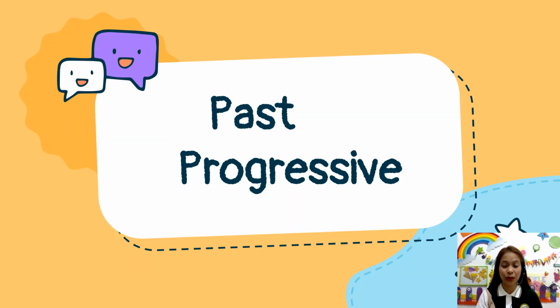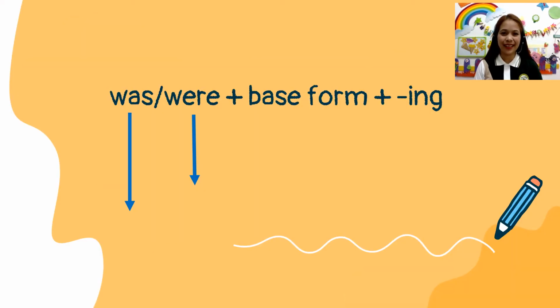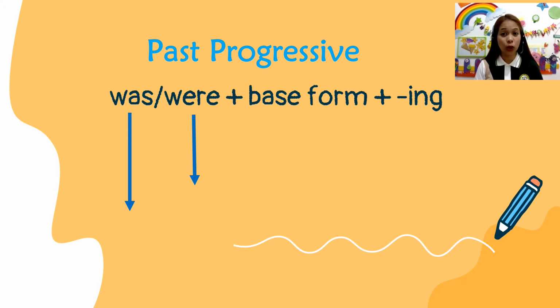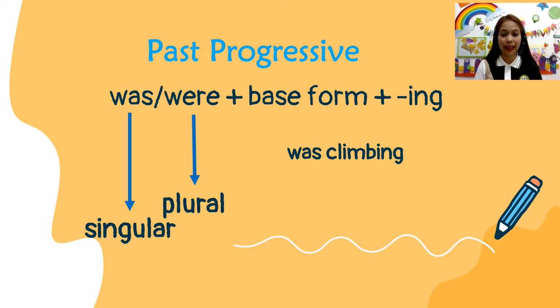Okay, so now let's go to the past progressive form. It is very important to take note of this rule to create past progressive tense. We use was if the subject is singular, were if the subject is plural. Was plus base form plus ing, were plus base form plus ing. Okay? Example, was climbing, were walking.